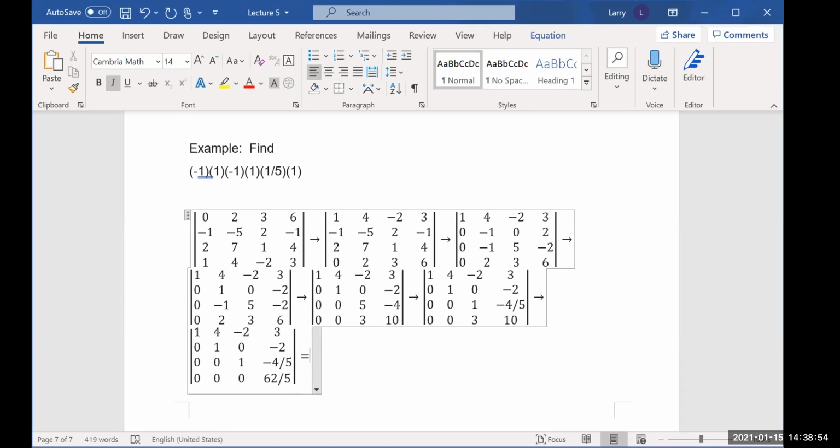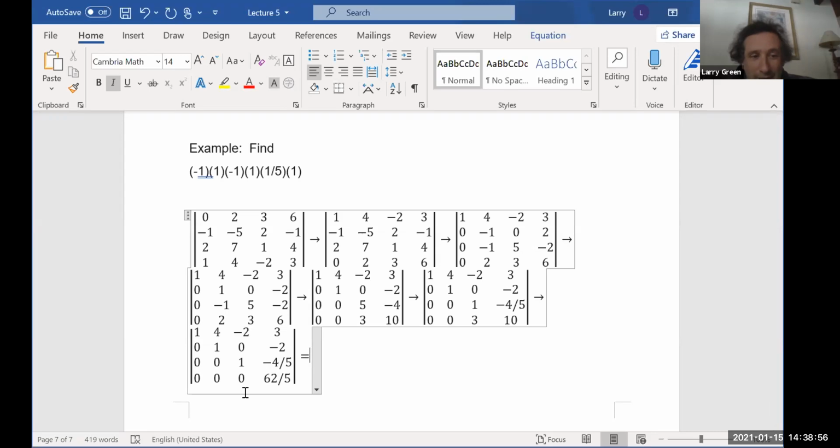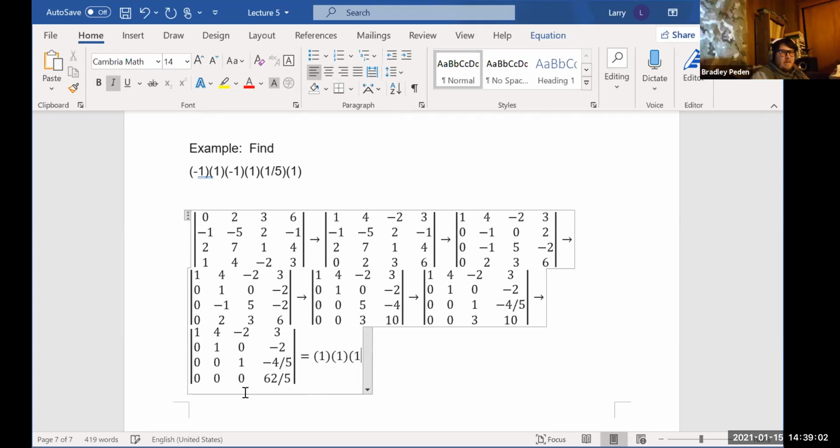62/5. Exactly. It's 1 times 1 times 1 times 62/5. Maybe I'll write that out just to scream at it. And then don't we need to also multiply our other stuff?